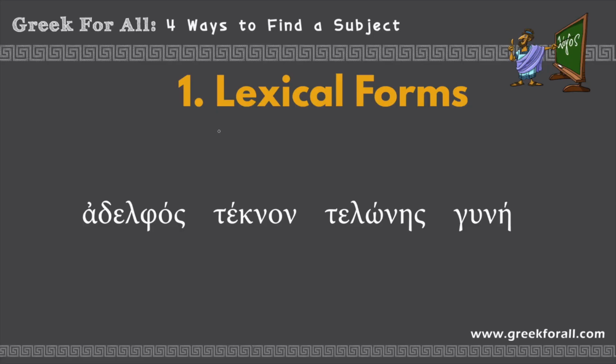So the very first way how we can find the subject is through the lexical forms. The lexical forms are the forms which you find in the Greek lexicons. In other words, this is the vocabulary which you build. When you learn new Greek words, you are actually learning your subjects. So for example, here we have four words: adelphos, brother; teknon, child; telones, tax collector; and gyne, a woman or a wife. Every time when you see the words which you learn in your vocabulary in the exact same form as they are written, the same way as you learn them, so when you see these words in the text, this is most likely going to be your subject. So the very first way to find your subject is through the lexical forms.